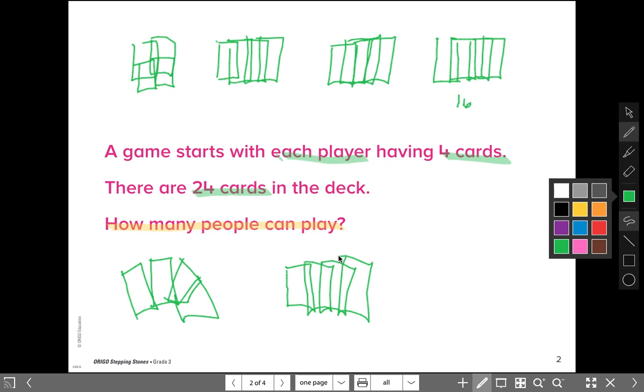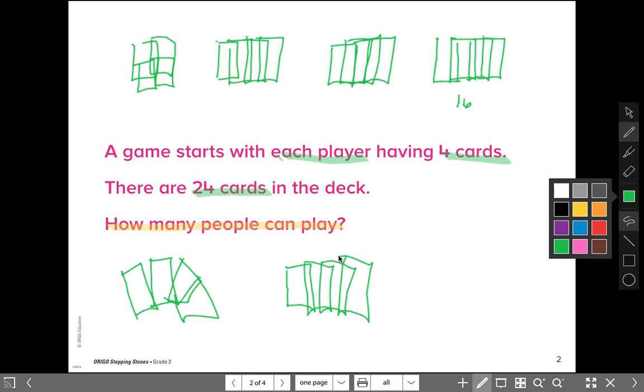Okay, how many cards is this total? 24. So how many people can play, Angela? Probably you should be paying attention. Giselle, how many people can play? 5. Are you sure? How many groups do I have? Adam, how many people can play? 4. Really? Goodness. I see 3 people back there paying 0 attention.